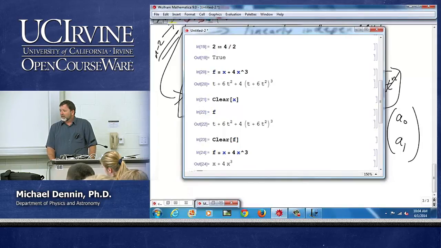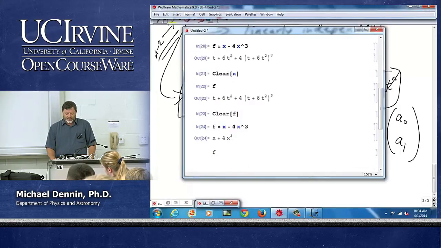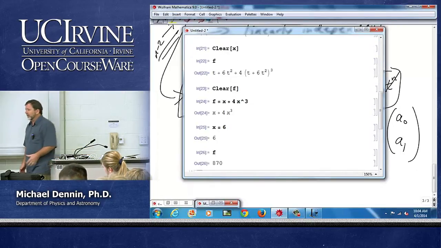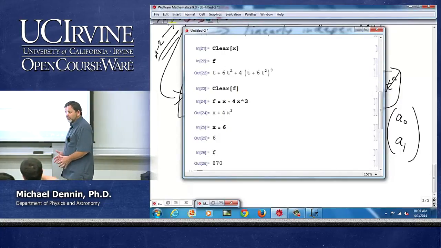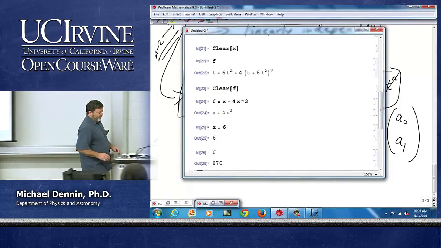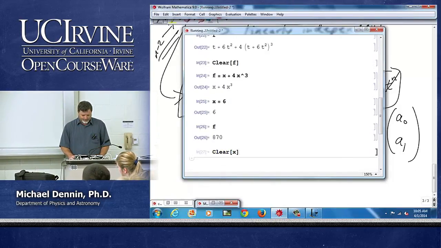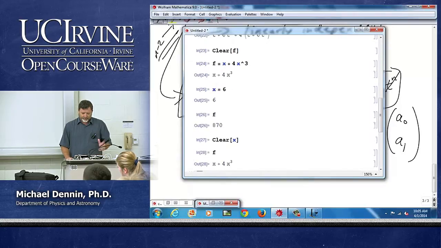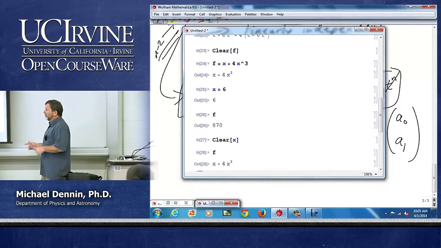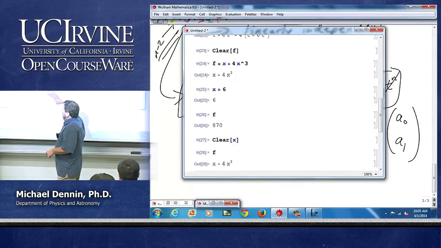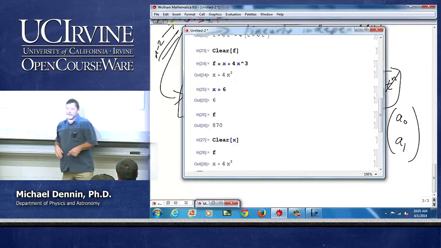We're back to that. Now, maybe I want x to be 6. If I let x equal to 6, now f is in terms of what 6 is. And it no longer remembers the functional form of f. So if I clear x, let's see. In this case, I'm back because of the order in which I did it. I never let x equal 6 afterwards, so I only had to clear x. So f is now remembered.